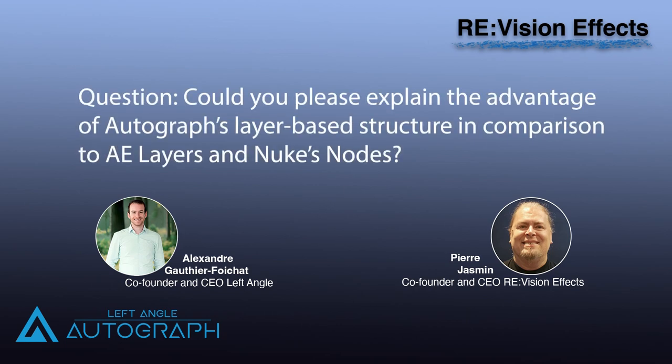Could you please explain the advantage of Autograph's layer-based structure compared to AE layers and Nuke nodes? So Autograph was thought out to be kind of an in-between After Effects and Nuke. What we really want is for people to do compositing in Autograph, and we feel that Autograph has the capabilities to perform really high-end compositing. We offer a 32-bit color pipeline. Everything is GPU-based and very fast to process. We do a lot of filtering preservation to keep a very high quality imaging pipeline.